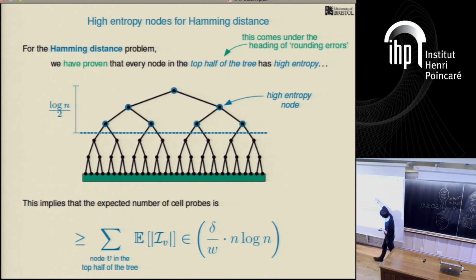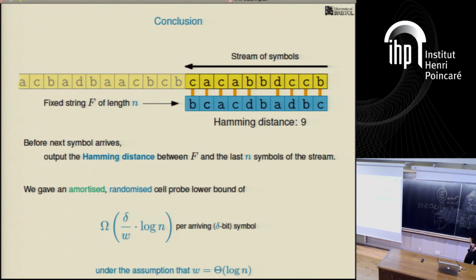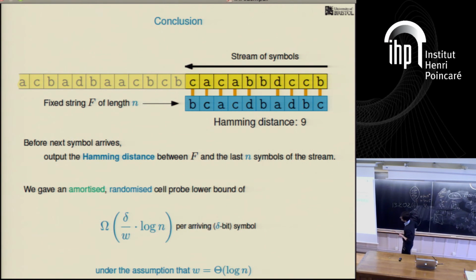So each of these things is indeed a high entropy node, which implies by the original inequalities that the number of cell probes is the sum of the expected information transfer. We just proved that these things were delta LV. If you sum over all these things in the top half, you get exactly this. Okay. Yeah, so that's the thing, as it were.